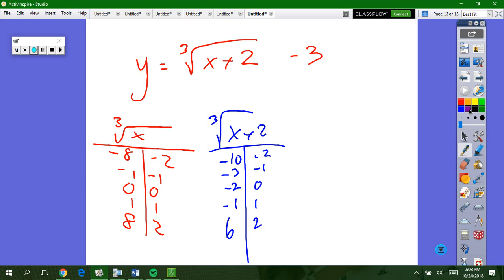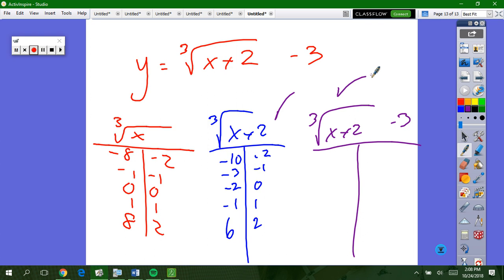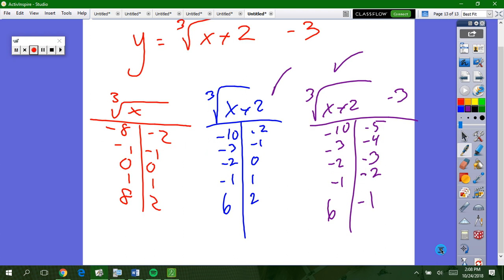Okay, so now I'm going to go to the last step. It's the cube root of x plus 2, minus 3. And notice all I'm saying is what's the difference from this guy to this guy? Going down 3, so is that x's or y? Y, so I still have my same x values, right? So my y values are going to go down 3. So therefore that's negative 5, negative 4, negative 3, negative 2, negative 1. Should we see what this guy looks like now?